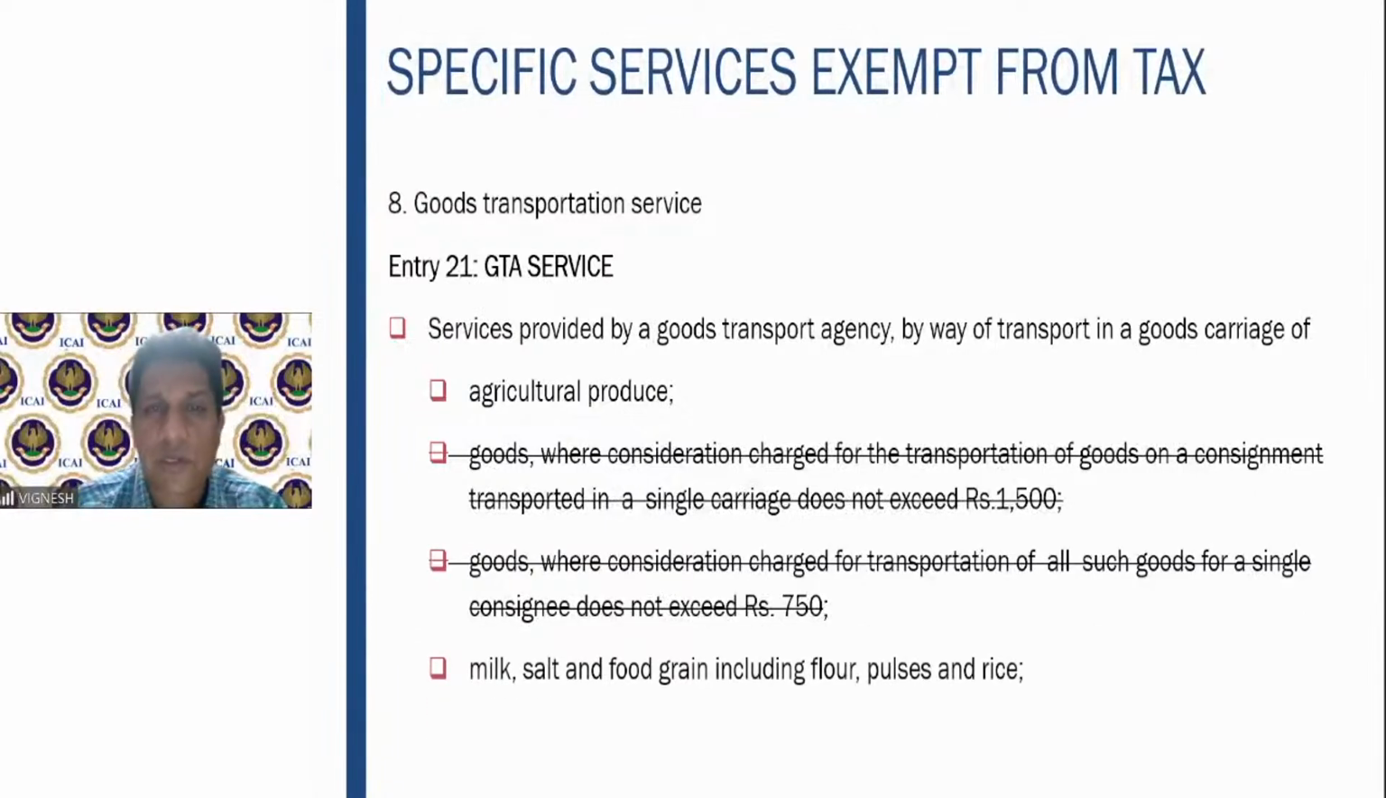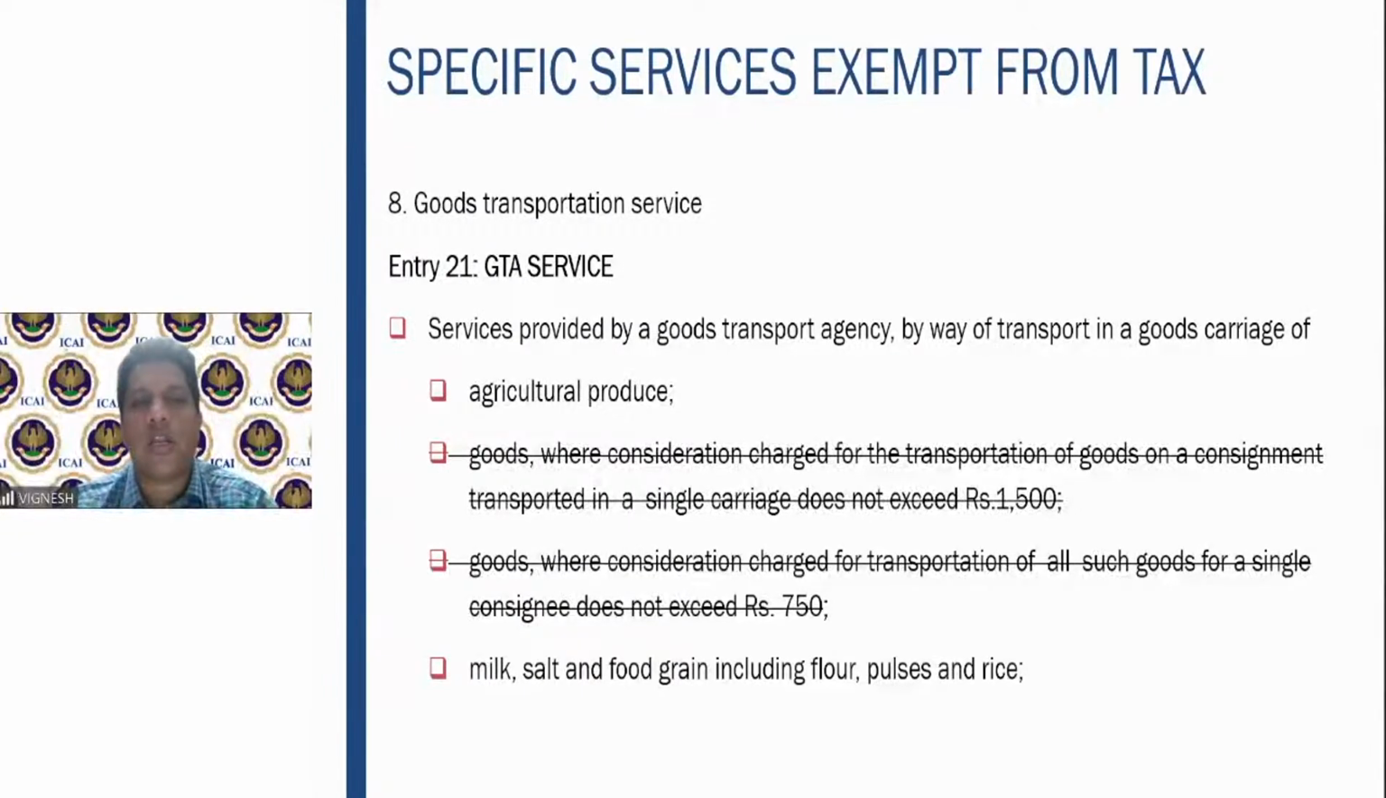Then GTA service, also one of the most critical amendments has happened here. Earlier, in the service tax negative list also, it was there. If the goods transport agency is transporting the goods for which consideration in a single carriage is not more than 1500, or all the goods for a single consignee not more than 750 rupees, there were specific exemptions which were given. Now both have been deleted. So that means this concept of 1500, 750 is no longer there.